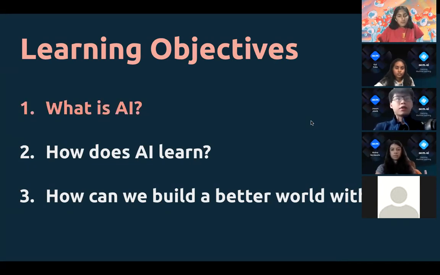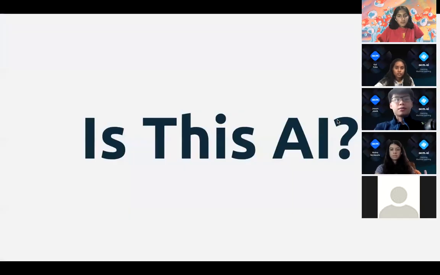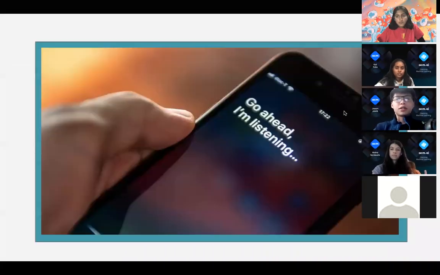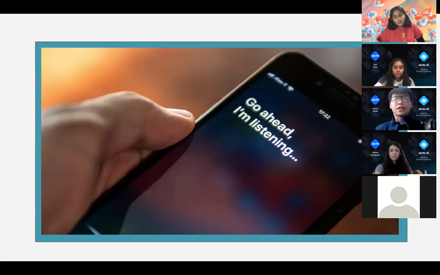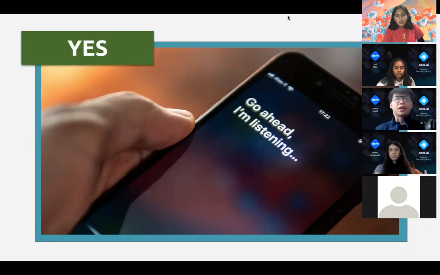The first one I'm going to cover is what is AI. To start this, we have a little activity where I'm going to present some images and I will ask you guys if you could answer in the chat, whether or not what we're looking at is an example of artificial intelligence. So let's go to the first example. This is like a smart digital assistant. It's saying, go ahead, I'm listening, on your phone, that sort of thing. In the chat, yes or no, do you think this is artificial intelligence? And if you care to explain maybe in one sentence or so why you think it is or isn't, that'd be great.